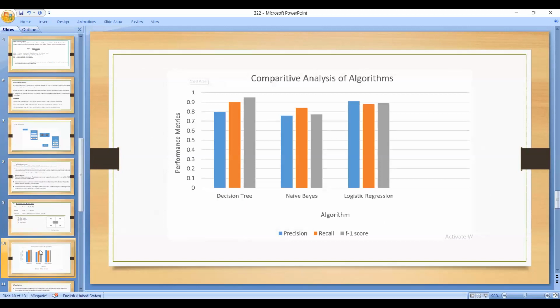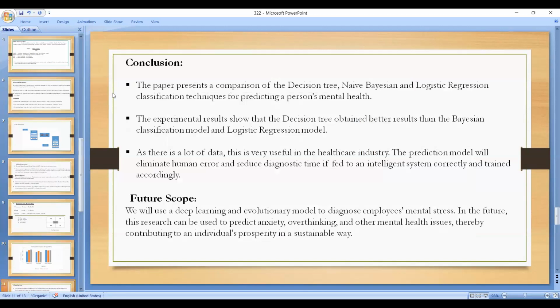And this is the graphical representation of the results obtained. By seeing the graph, it is clear that decision tree has more precision, recall, and F1 score compared to the remaining algorithms. The conclusion is that based on the comparison of all the three algorithms, decision tree obtained better results in terms of accuracy than the Bayes classifier and logistic regression model.